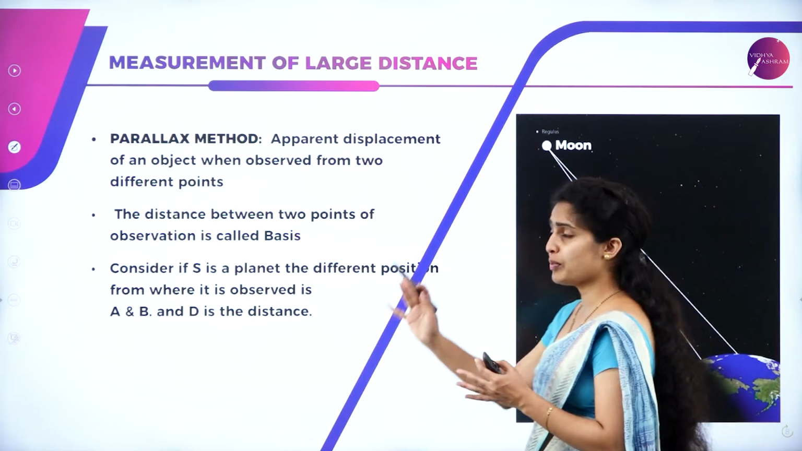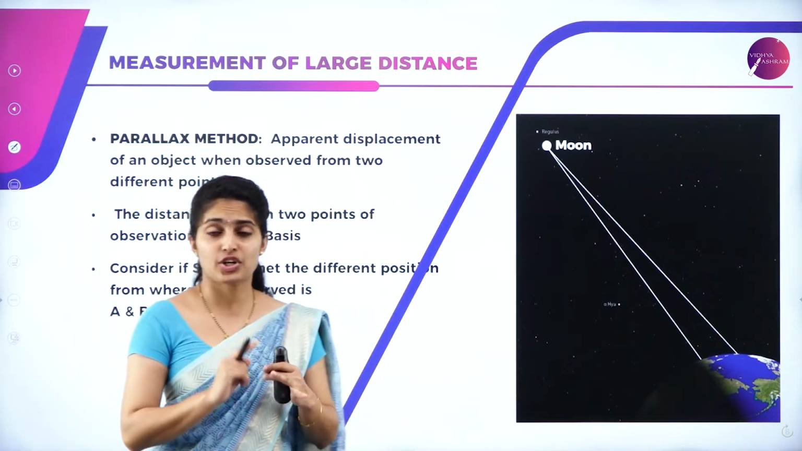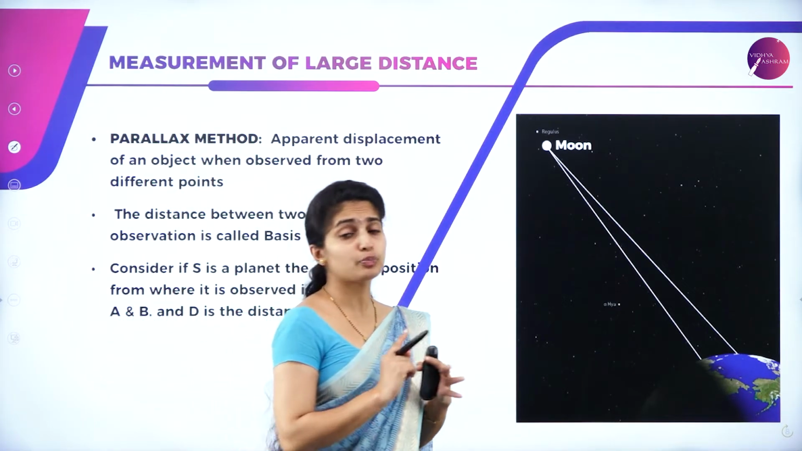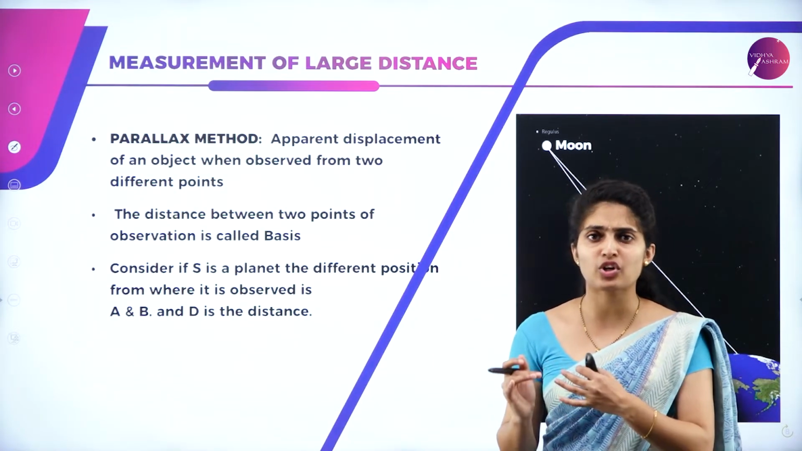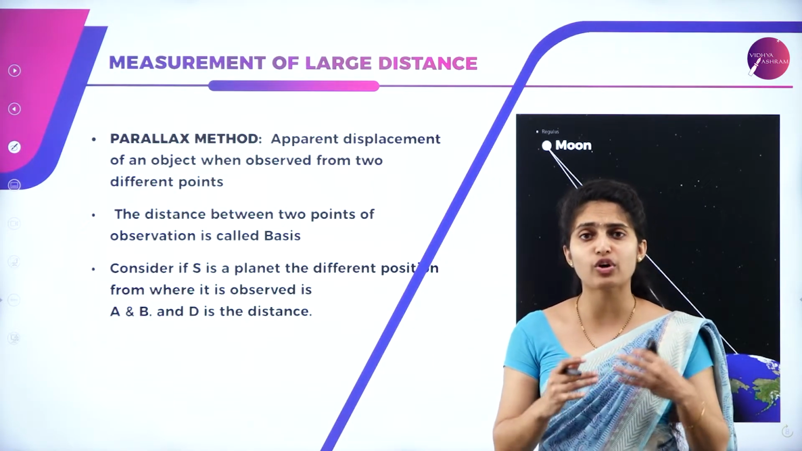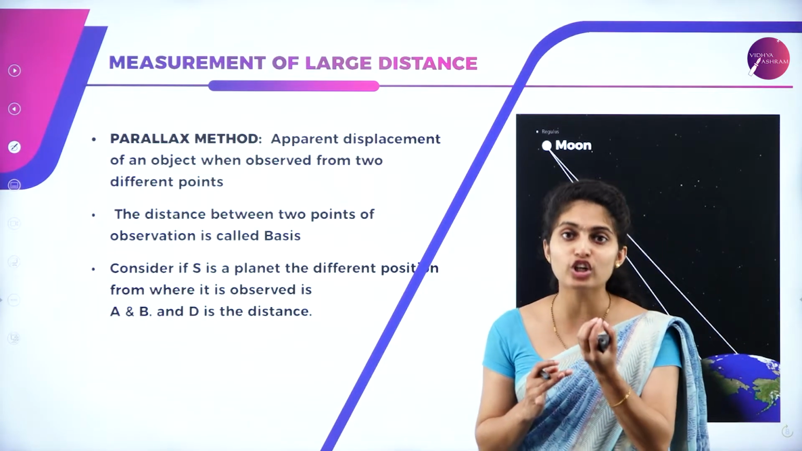How exactly do you measure the large distance? Is it through the meter scale? No. Is it through the screw gauge? No. Vernier calipers? No. Spirometer? No. Why? Screw gauge, vernier calipers, spirometer, all these are used in order to measure the length of the smaller quantities.